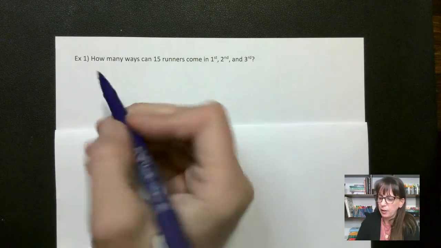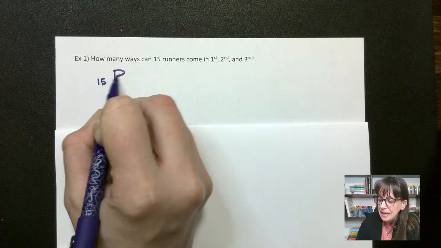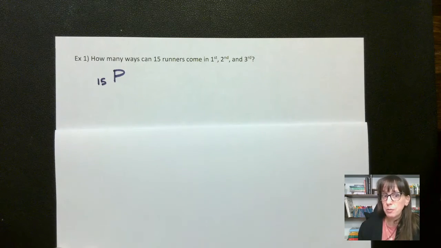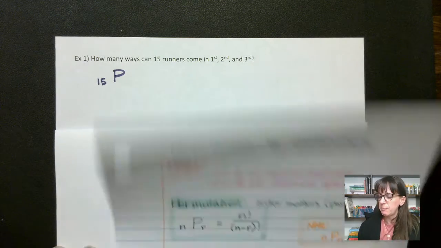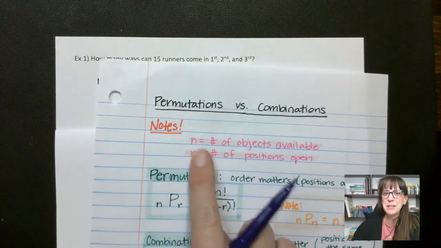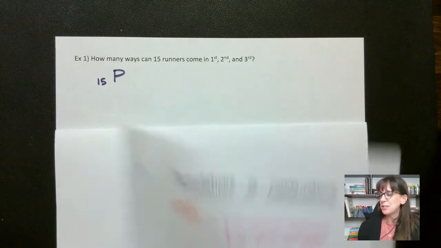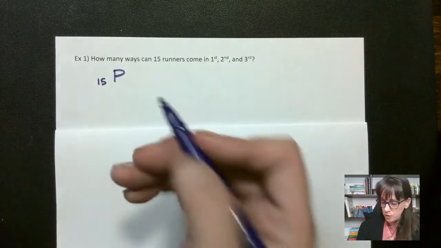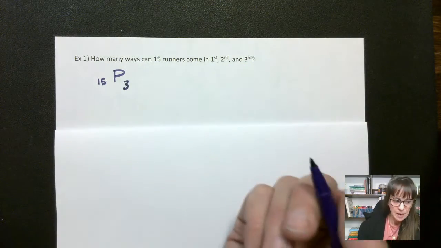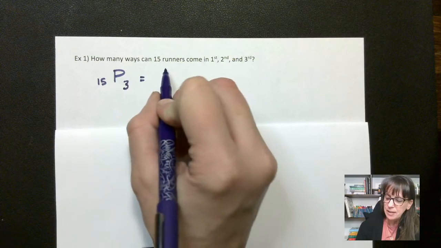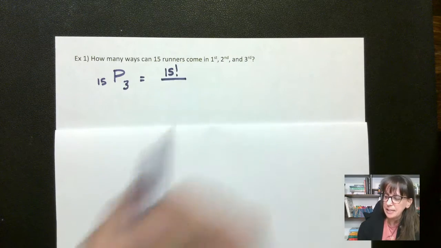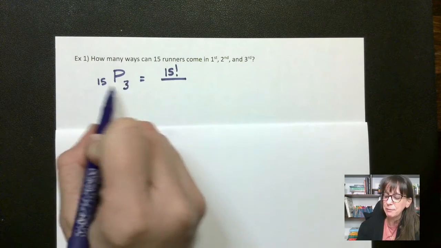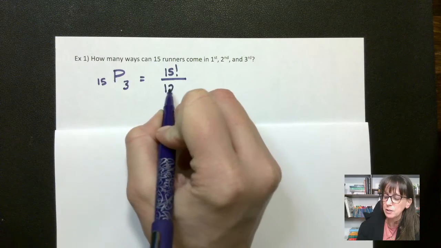So we would say there are 15, and then we say P. Now, how many positions? Remember, the R is the number of positions open. And so the number of spots that we're looking to fill is first, second, and third. That's 3 spots. So 15P3. Okay, so the way that we would write that down is we do 15 factorial over, for the bottom, we find the difference between these. So that's going to be 12 factorial.